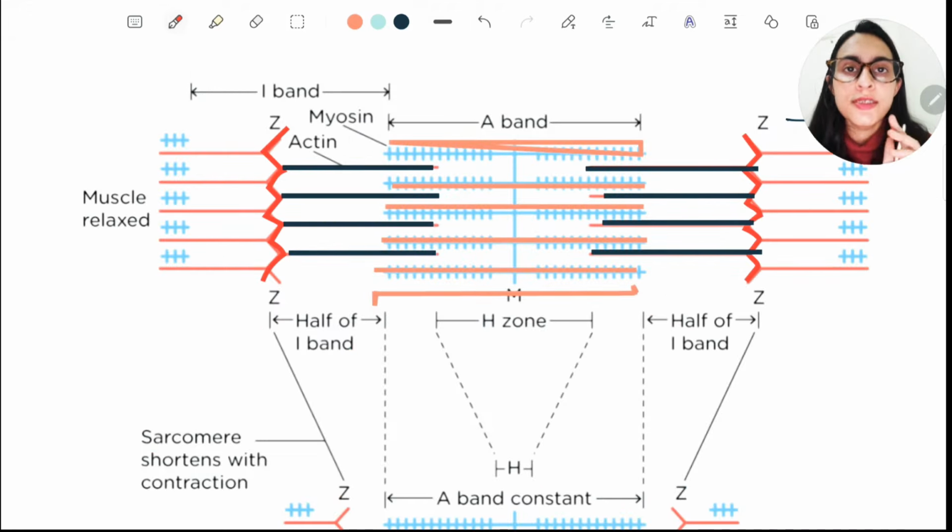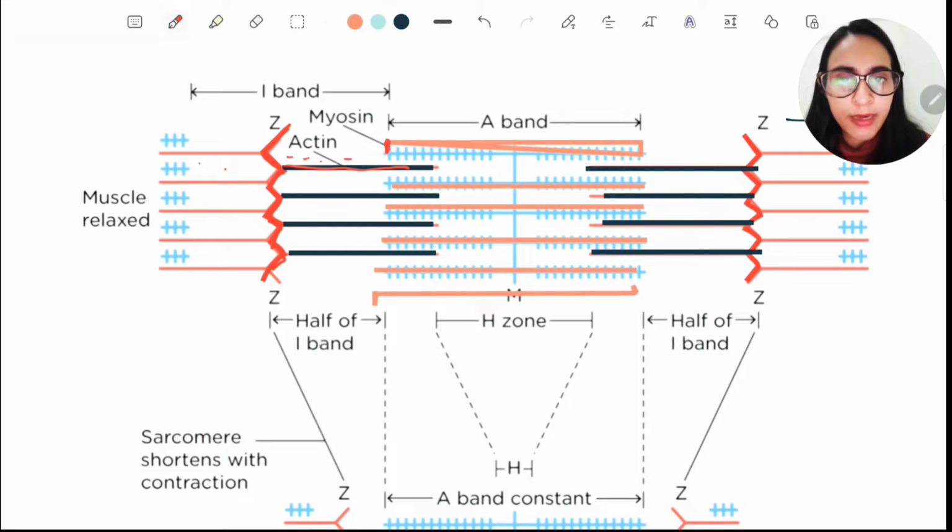Now if you see a sarcomere, we have the I band, which constitutes the thin filament on either side of the Z line. This is the Z line. On either side of the Z line we have the thin filament. This whole band of the thin filament is known as the I band. We also have the A band.